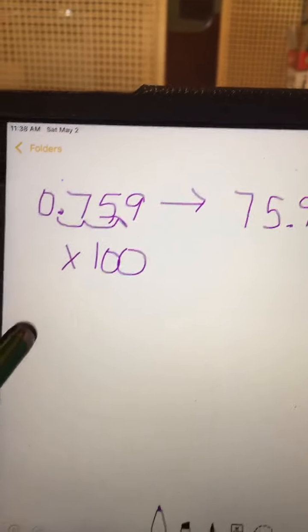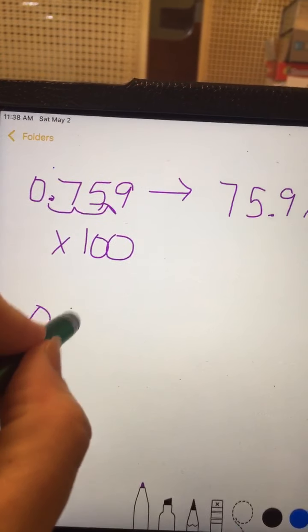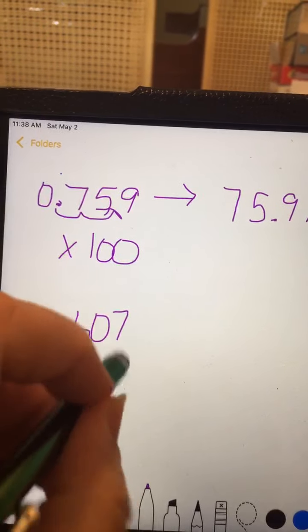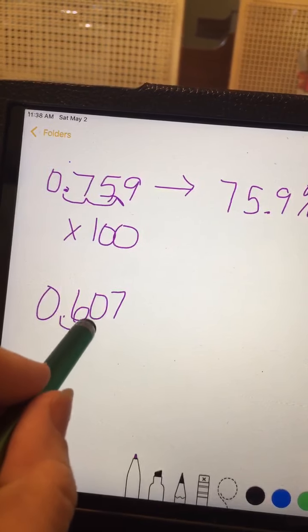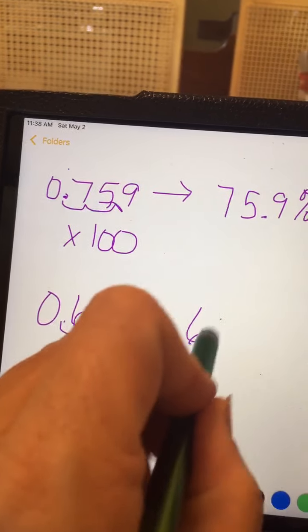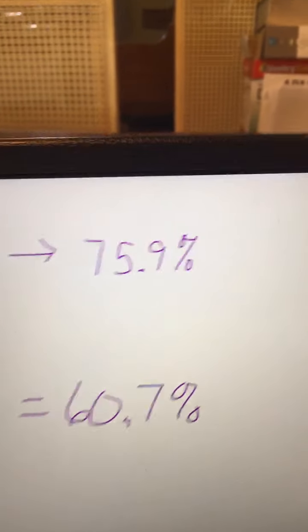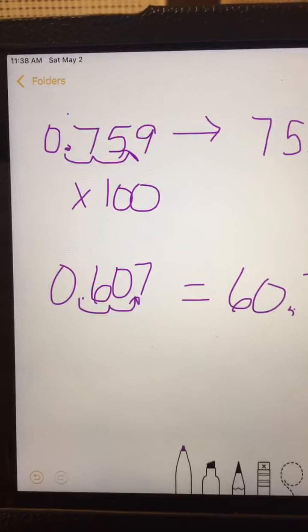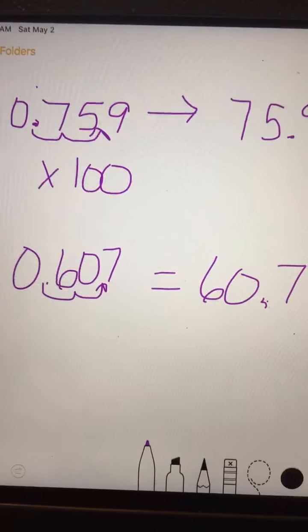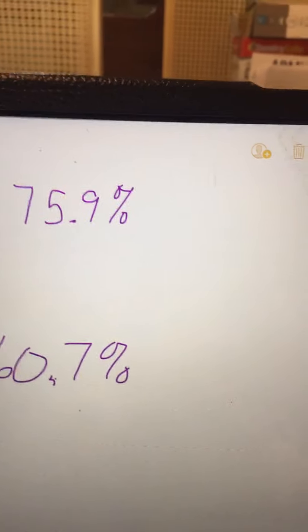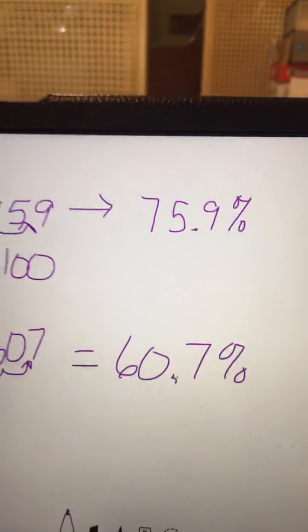Quick check number 1 has 0.607, and they want you to change it into a percent. So let's just move this decimal point over 2 places to the right, and it equals 60.7%. See? Much easier and quicker than getting out a calculator and figuring it out. You're simply going to move your decimal point 2 places to the right. That's the first thing. This is on page 279.